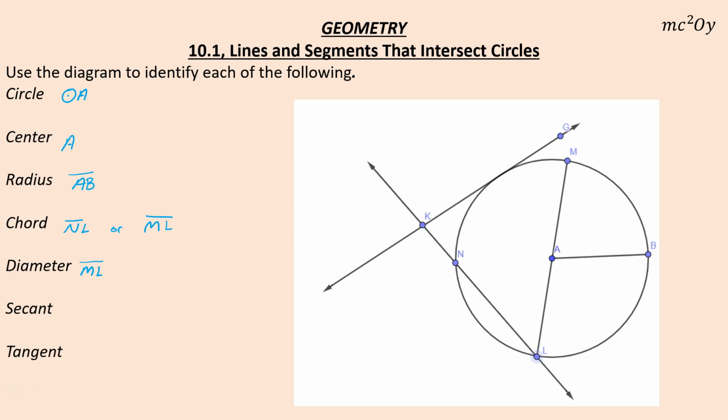A secant, well, we have KL is a secant. And since it's a line, we could also call it KN because the line goes on forever, or we could call it LN for that matter. All of those represent the same thing. And then a tangent, in this case, KG. KG is a tangent. It intersects the circle at 1 point, whereas the secant intersects at 2 points.